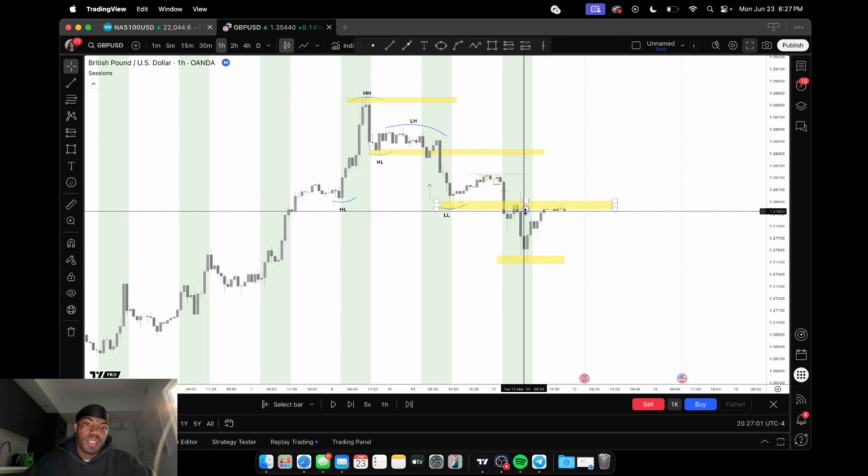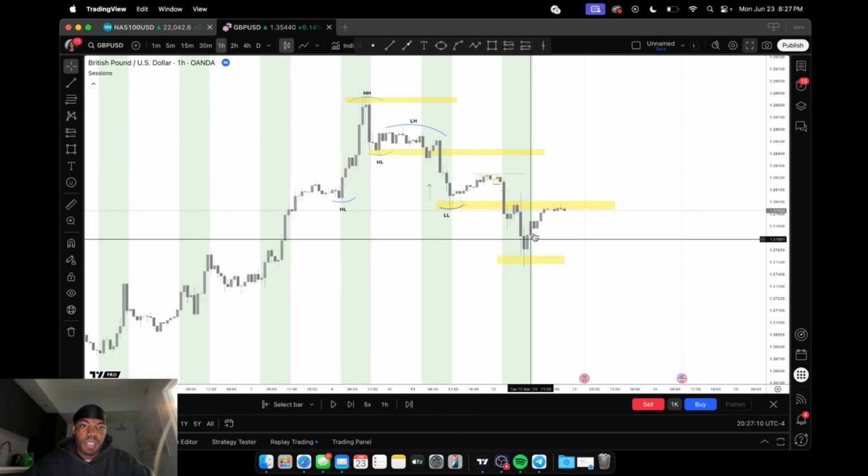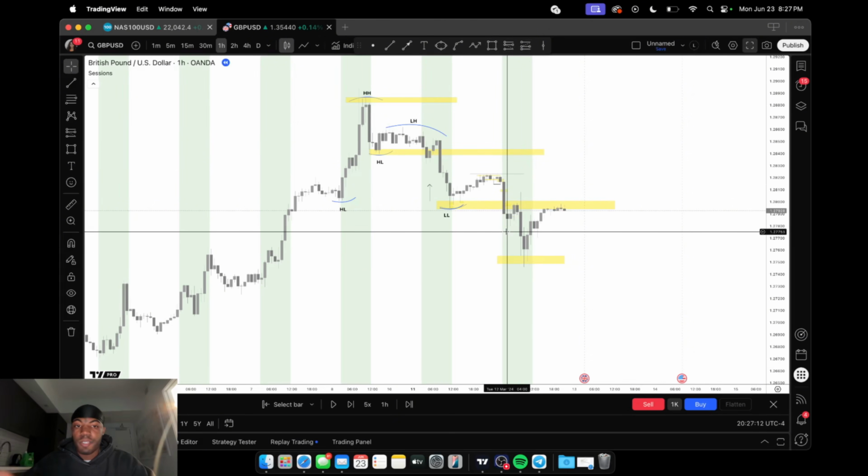The only thing with this is what people have been saying in the videos and comments is sometimes price makes a low and then it makes an indication to the upside, or it spikes out somewhere or grabs liquidity, and how do they avoid that?